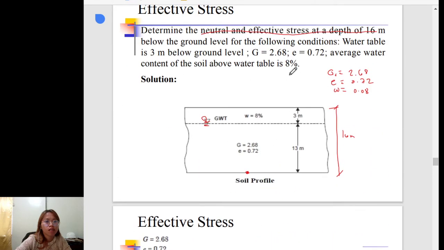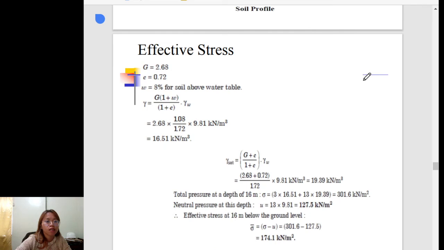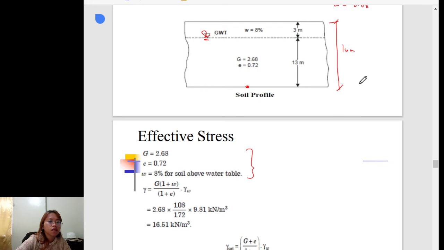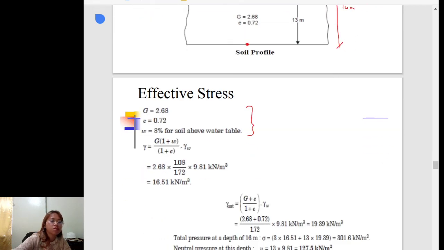Neutral pressure, I think this is the pore water pressure. So first, this is the given. Then we'll try to find the moist unit weight of the soil. So to find the moist unit weight, remember this formula.